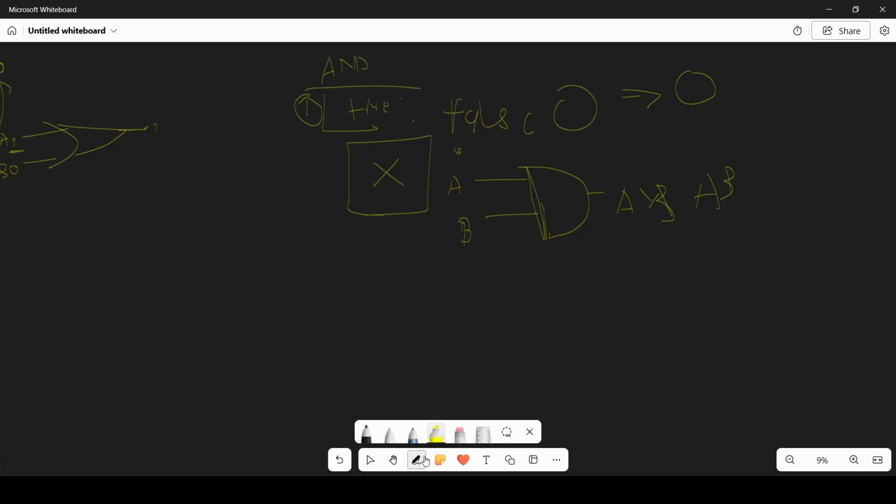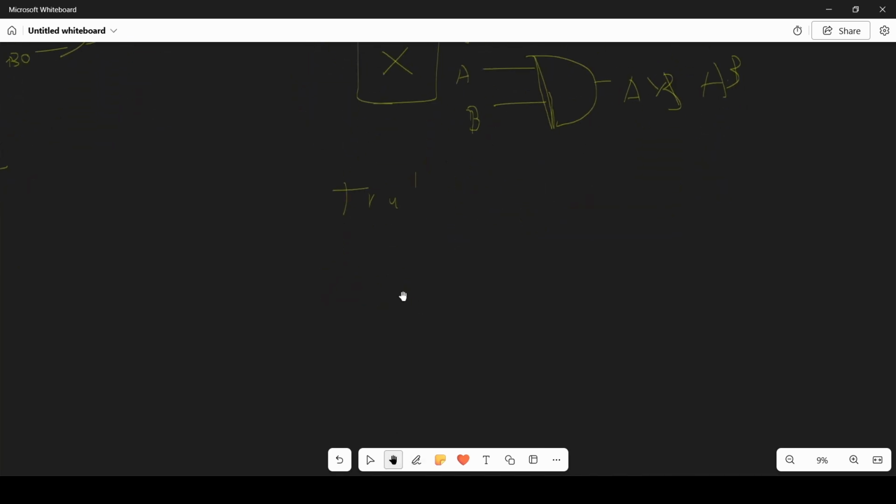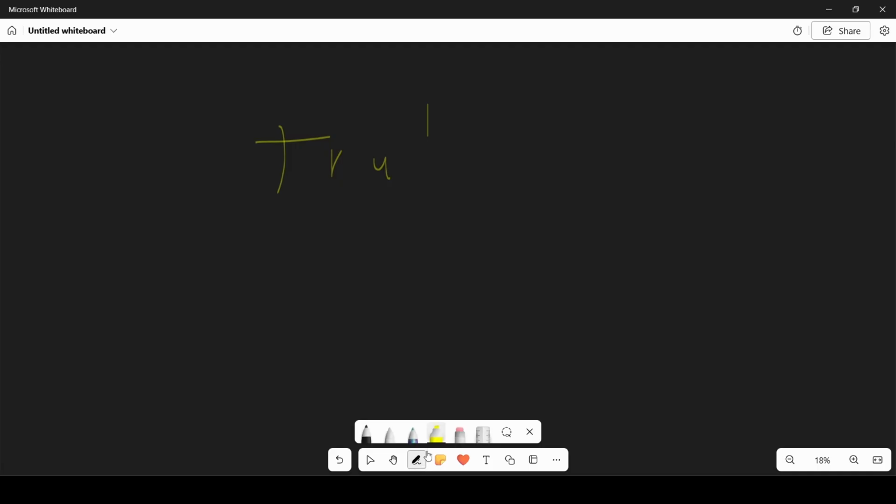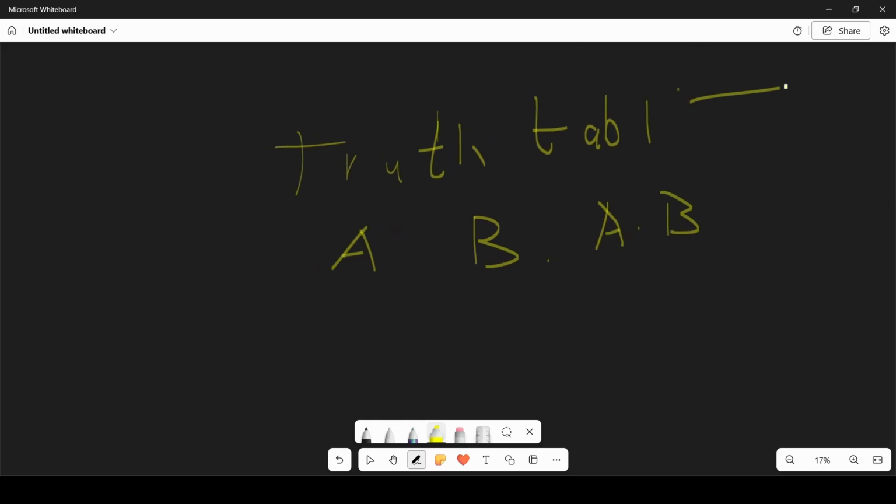Let's understand the AND gate conditions with the truth table and the figure. The truth table has the inputs, then the output A dot B. Let's see with the figure too.